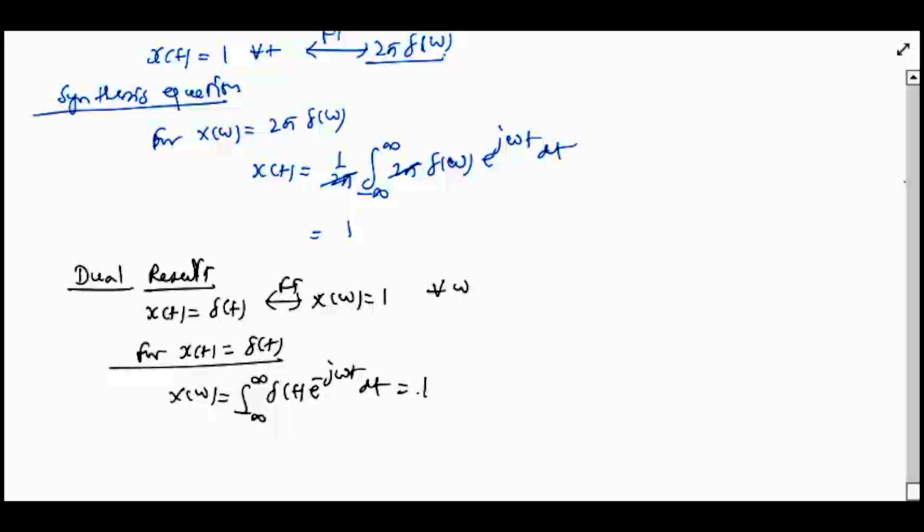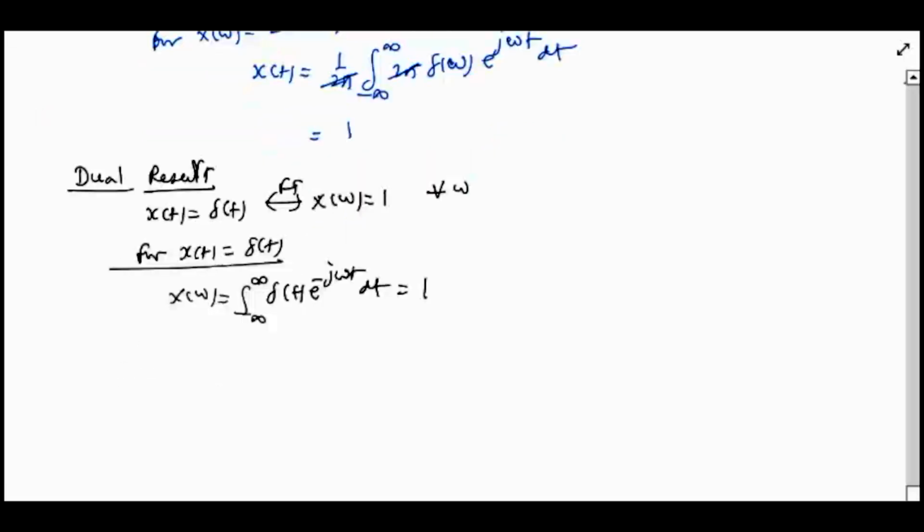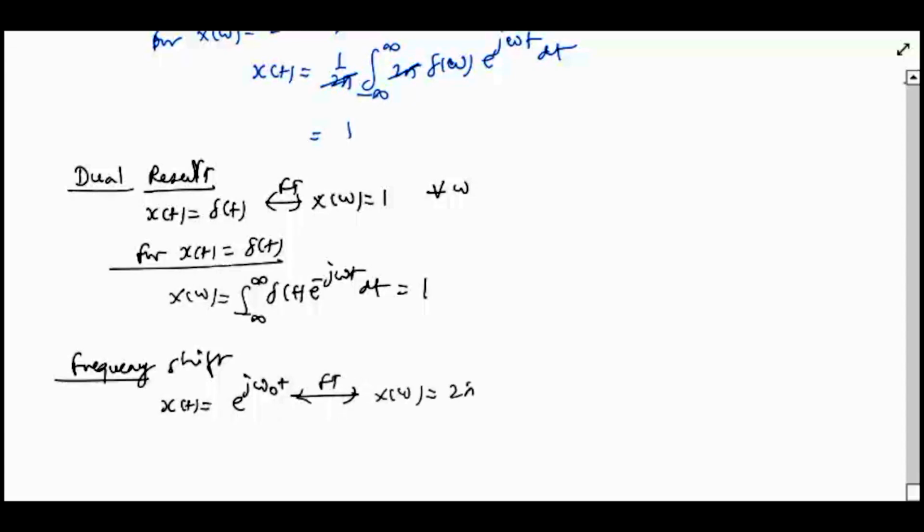Okay. Now we can use the frequency shift property to derive a generalization of the above relation. If we do a frequency shift to get x(t) equals e^{j omega_0 t}, then its Fourier transform turns out to be X(omega) equals 2 pi delta(omega minus omega_0). Okay, so this is a more general result. Now let's see a few of the implications, a few of the uses of this result.